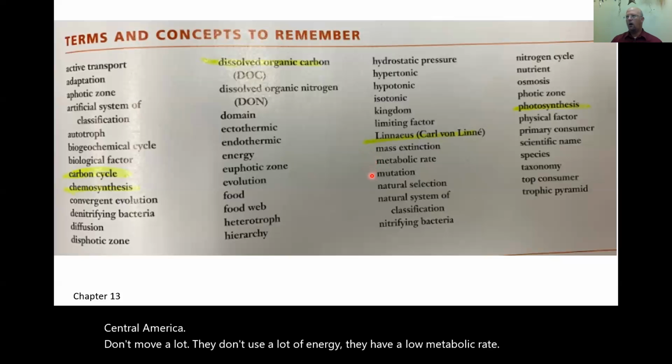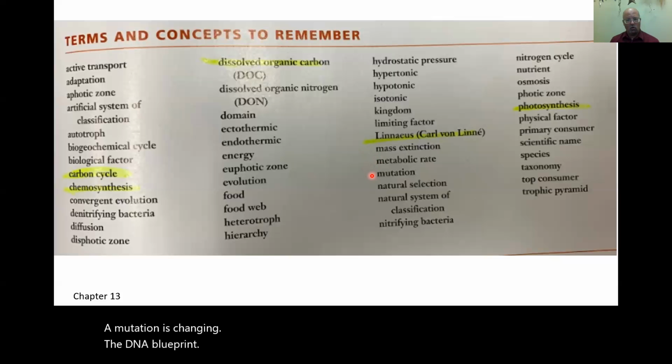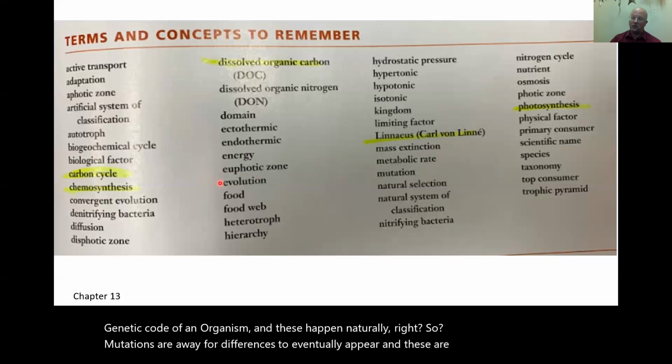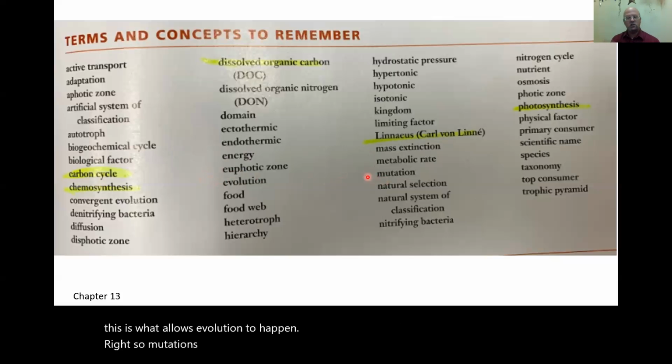Mutation. Mutation is a change in the DNA blueprint, the genetic code of an organism. And these happen naturally, right? So mutations are a way for differences to eventually appear. And these are important because this is what allows evolution to happen. Right? So mutations are changes in DNA that are inherited. So if you have a change in DNA, it goes to the next generation and it's passed on, it's inherited.